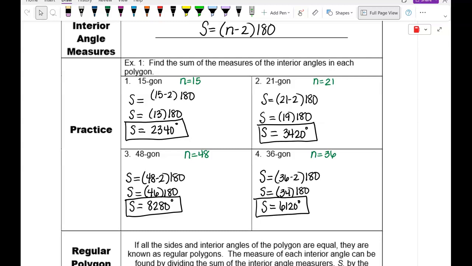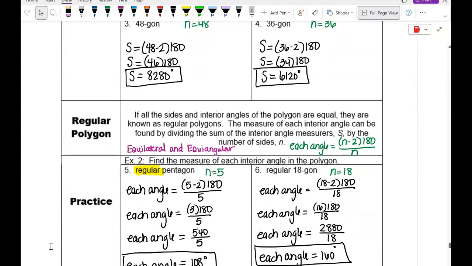we stop using names. 12 would be a dodecagon, do for 2, decagon 10, 2 and 10 is 12. Once it gets above 12, we usually just go to numbers. And if we break down the word polygon, poly means many, gon is side, so it's a many-sided figure. So when they do a 15 gon, they are talking about a 15-sided figure. All right, so we applied that sum formula to these different sided figures.